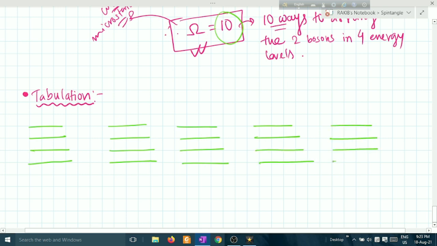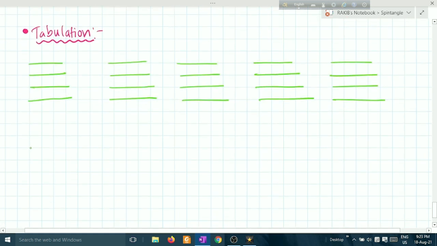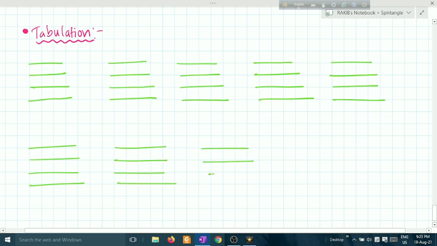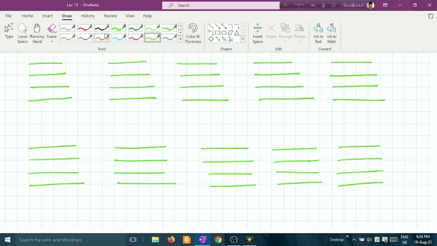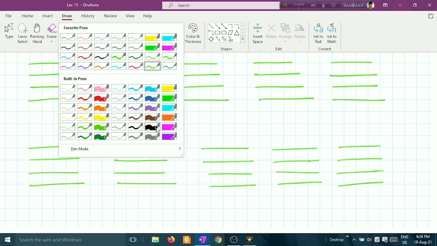So how many diagrams you have to make? You have to make here 1 2, 1 2 3 4 5. Okay, 5. And now in the below, okay, you are making 1 2 3 4, 1 2 3 4. Remember that how many number of ways you have to make, the number of diagrams will be same. Okay. So these are the 10 diagrams. Now you have to distribute your 2 particles. Okay, now you have to distribute your 2 particles, which are the particles.